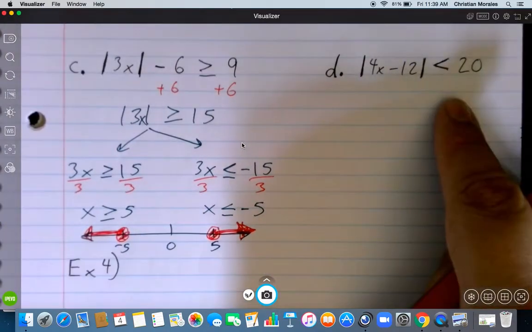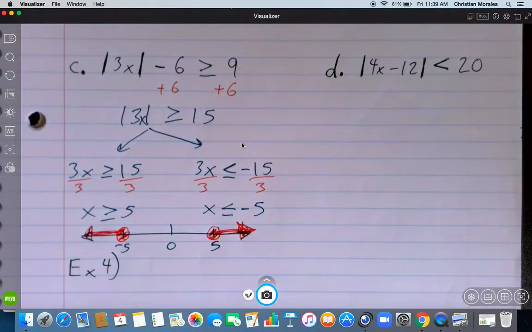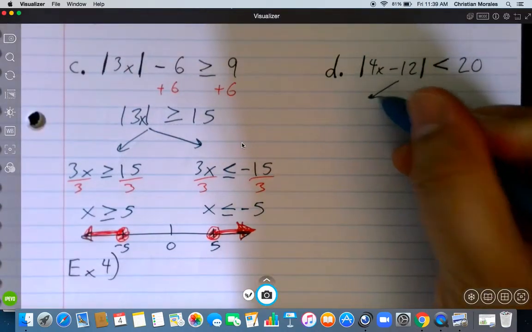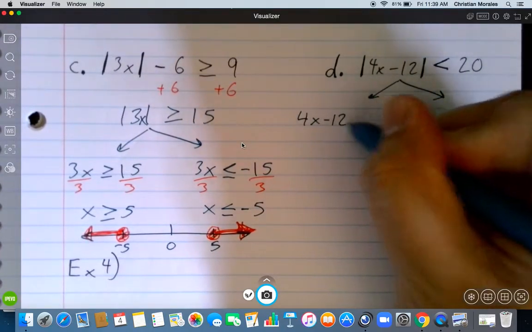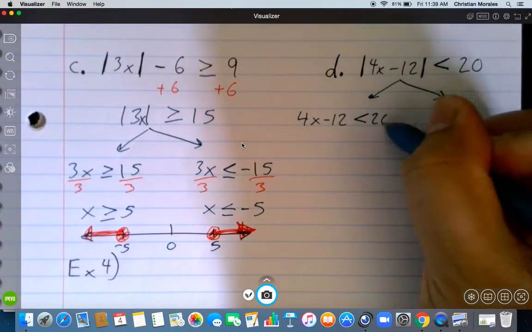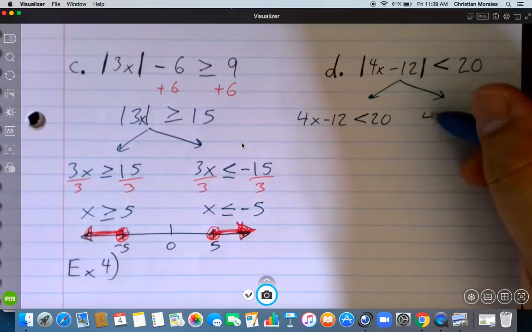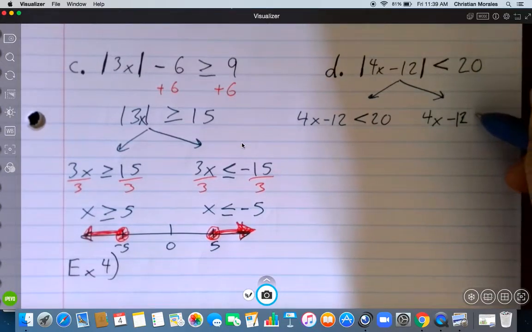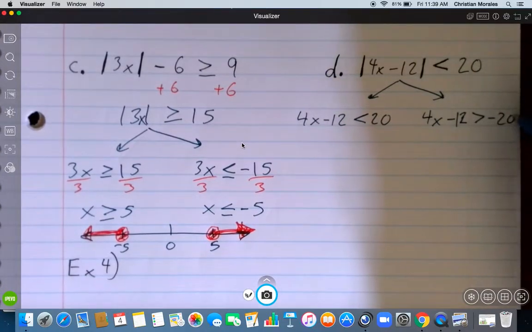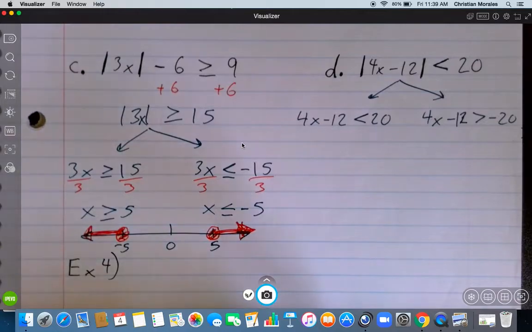Okay, over here, there's no number outside the absolute values, so we're going to go straight into setting up the two options that we have, where the first option stays exactly the same. We leave it the same. Just get rid of the absolute values. But for the negative option, because we're going to change the sign and make it a negative, we have to flip the inequality. We have to flip it.